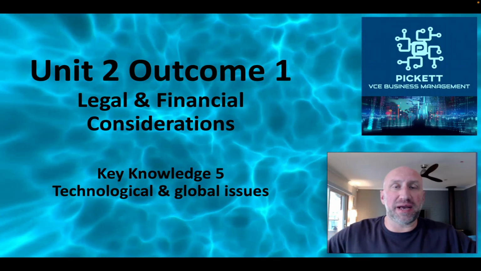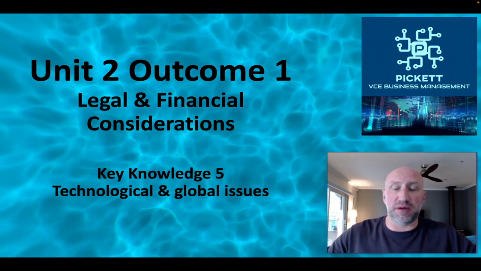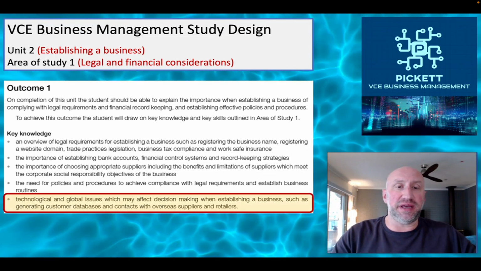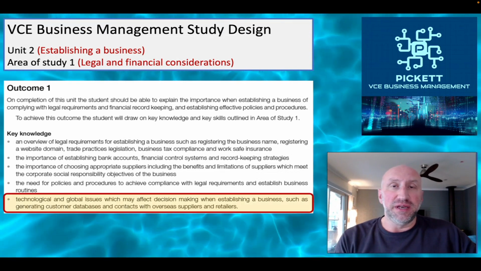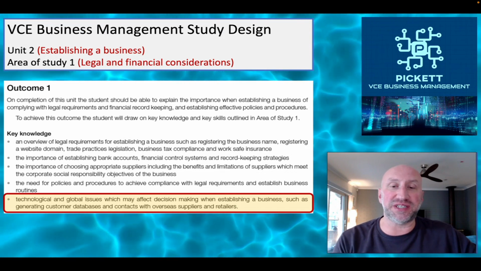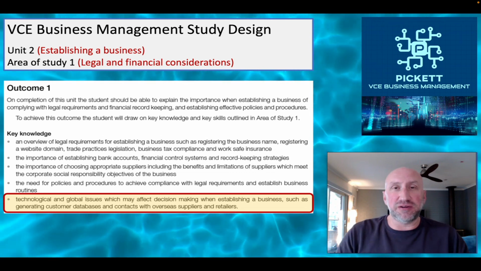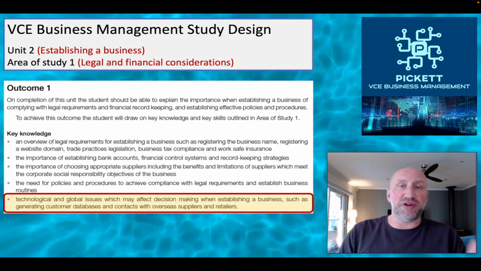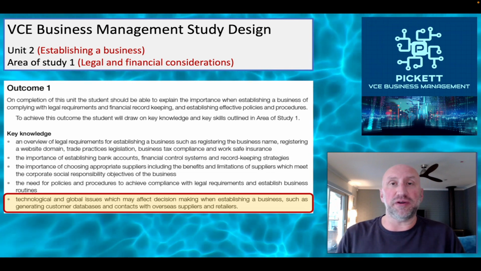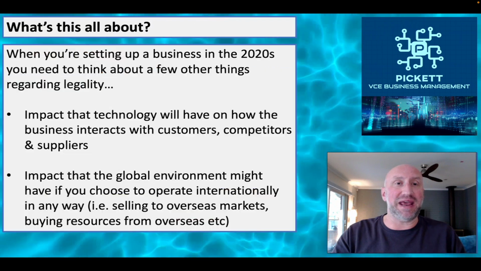All right, guys, welcome back to the fifth and final key knowledge dot point of this first outcome of Unit 2. Starting as always with the study design and where this one fits in. So technological and global issues which may affect decision making when establishing a business, such as, and the rest of that key knowledge dot point provides us with our script: generating customer databases, contact with overseas suppliers, and contact with overseas retailers. So when we get into this, we're going to go into three different areas.